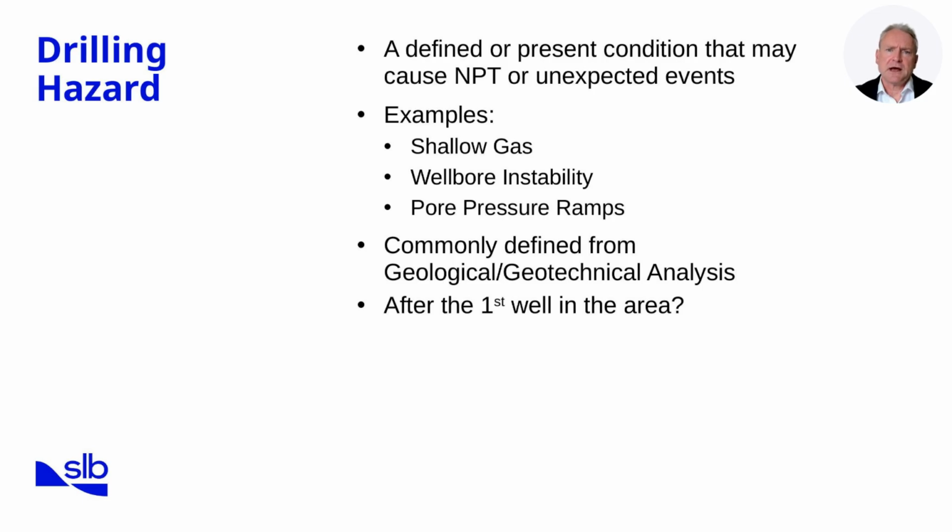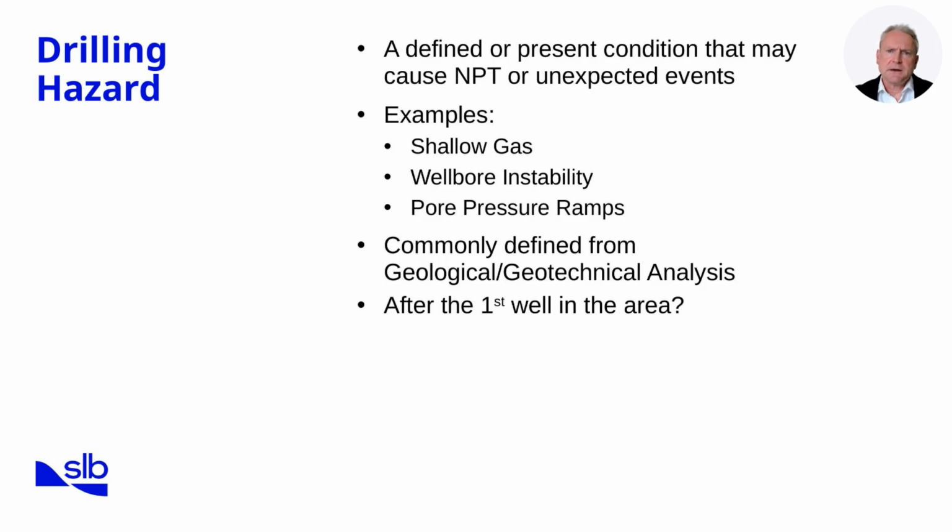Examples include shallow gas, which may lead to blowouts if not properly managed, wellbore instability that can cause stuck pipe, or poor pressure ramps that increase the risk of kicks and lost circulation. These conditions are most often identified through geological and geotechnical analysis before drilling begins.